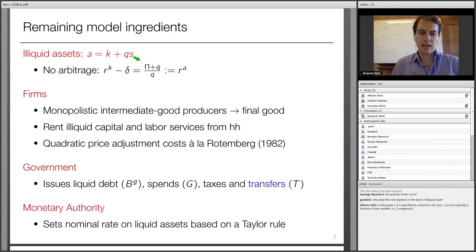So this we're going to just take again straight from the New Keynesian models. They're going to rent illiquid capital and labor services from the household, and they're going to face some form of sticky prices, and we're going to go with a quadratic price adjustment cost, as in this Rotemberg paper.